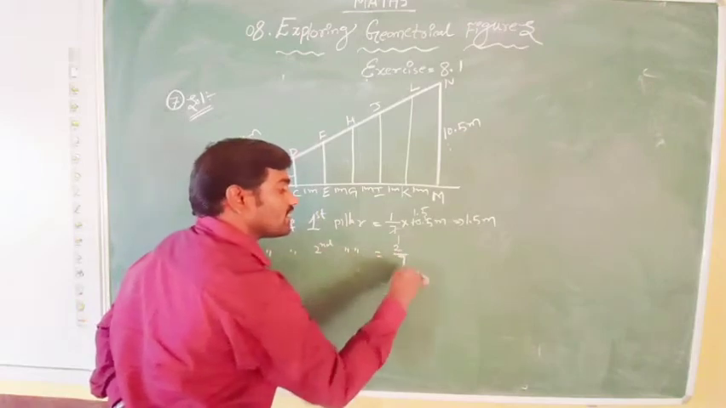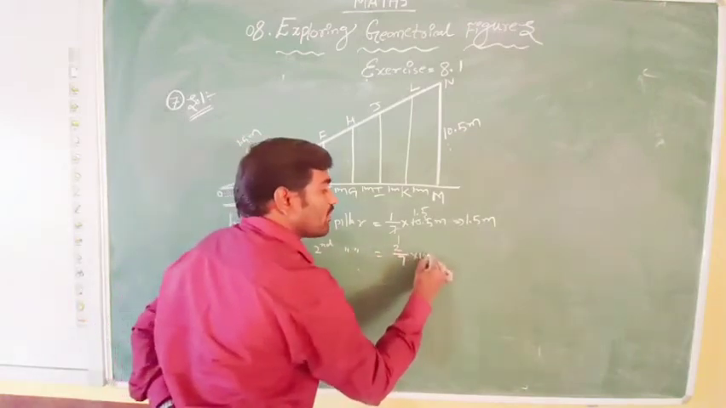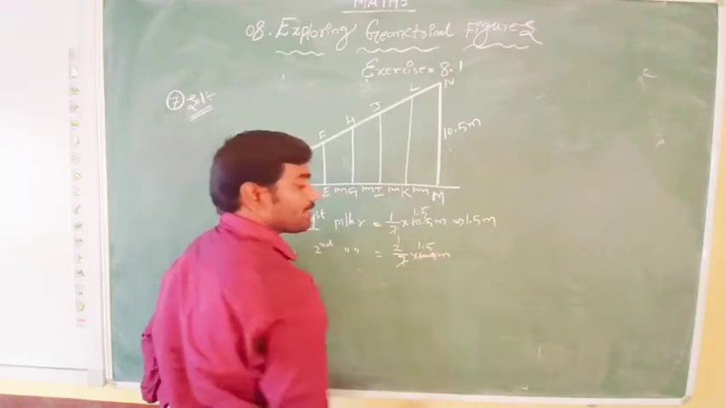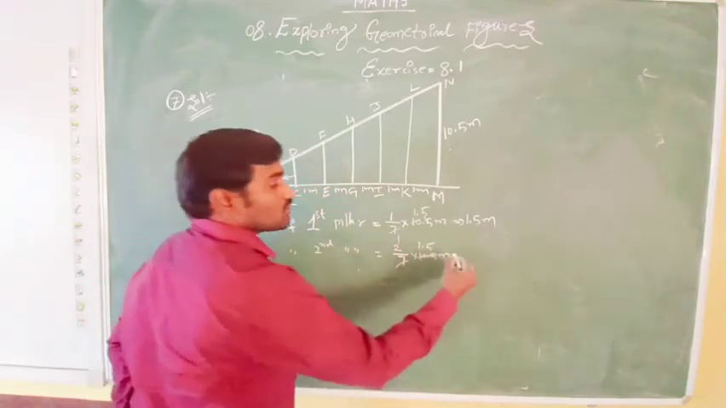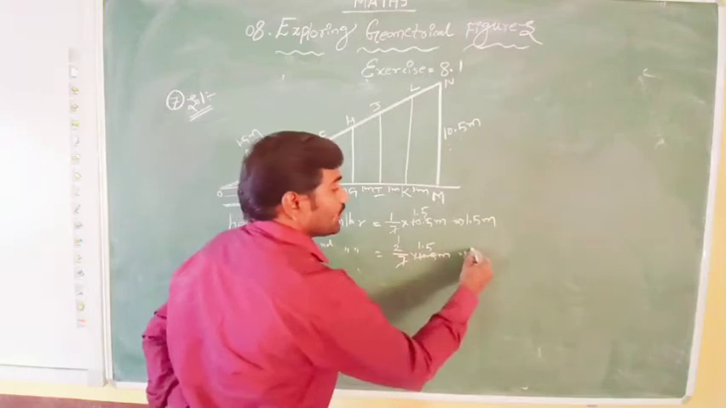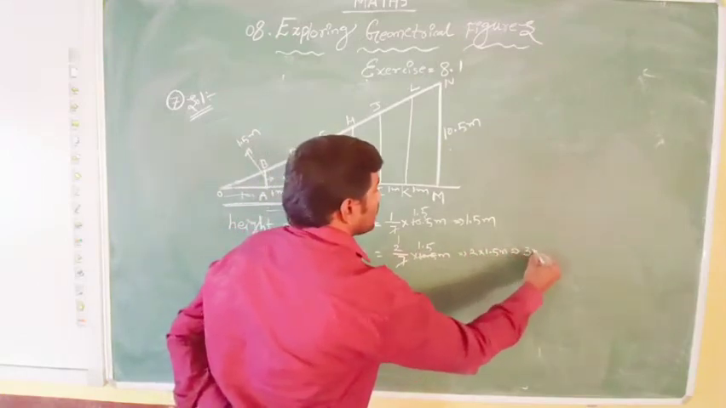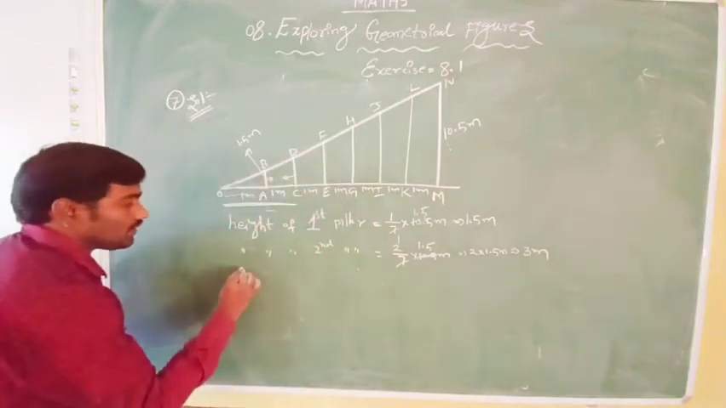So 2 by 7 into 10.5 meters. As we have cancelled here, we got 1.5 actually. So here we get 2 into 1.5 meters, it will give us 3 meters.